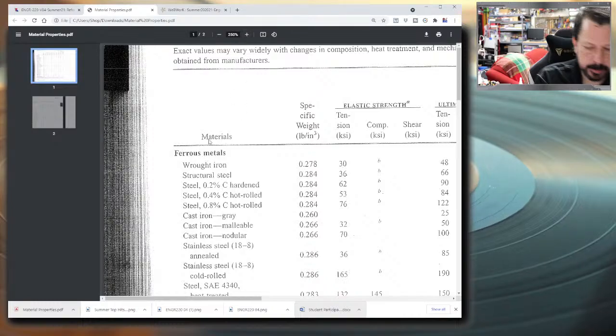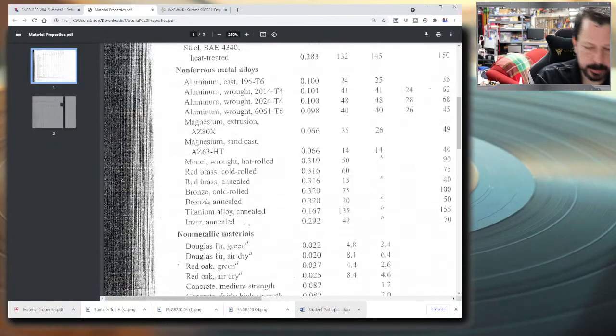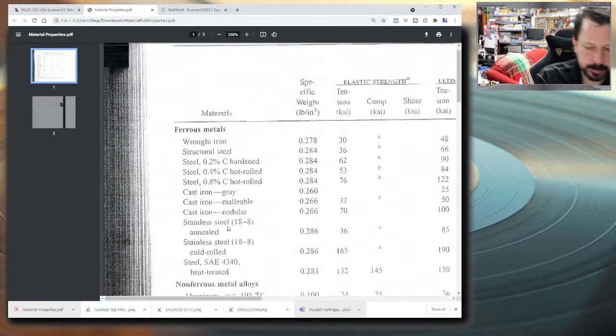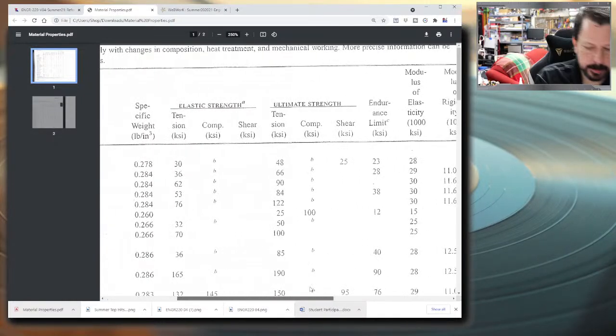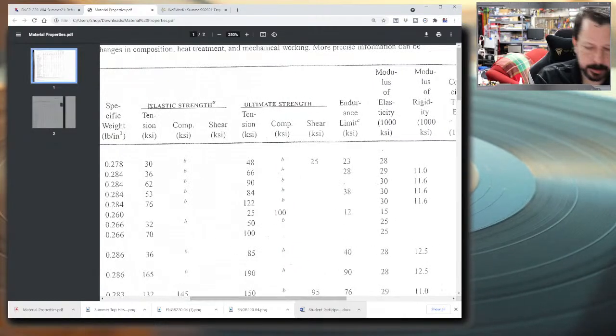So let's zoom in and look at our table headings here. First you have materials, and there's a whole set of irons and steels, aluminums. There's even some wood and concrete down here. You have their density, specific weight. You use that occasionally if you need to calculate how much something weighs based on its volume. Then you have what's called elastic strength and ultimate strength.